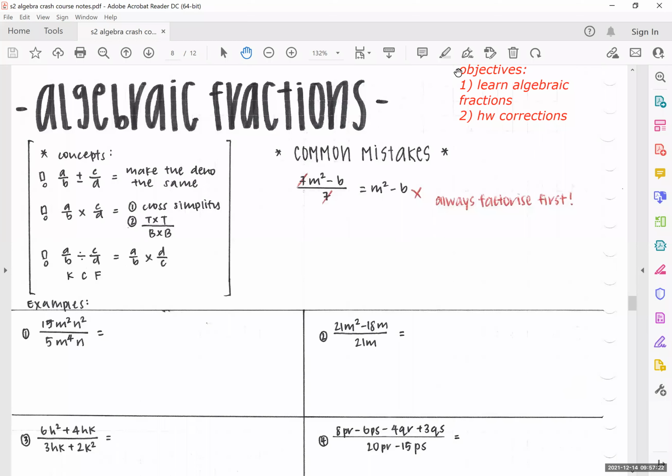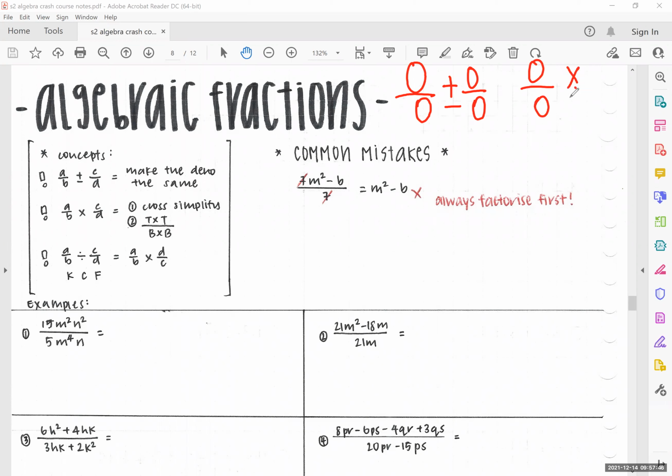Okay, so right now for algebraic fractions, you need to take note there are actually 2 or rather 3 kinds of algebraic fractions. Because with algebraic fractions, can you see there's a fraction? You can either do plus or minus another fraction, or you can do times or divide another fraction, right? So usually I call it under 3 categories because I group plus and minus as the same category. So what happens when it's plus minus?